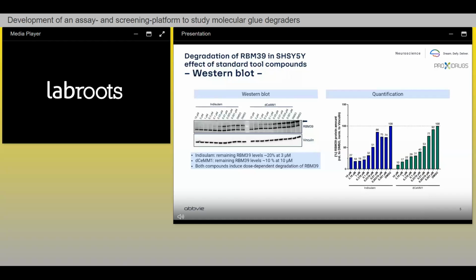You can clearly see that both degrade RBM39. Even though we saw an impact on cell viability, the vinculin signal is still stable for the higher concentrations of Indisulam, and both compounds nicely and reproducibly induce the dose-dependent degradation of RBM39. On the right, you will see the data plotted in relation to the vinculin housekeeping protein and normalized to DMSO. And you can nicely see the dose responses there as well.